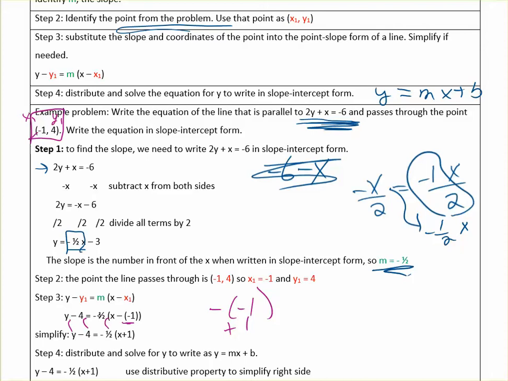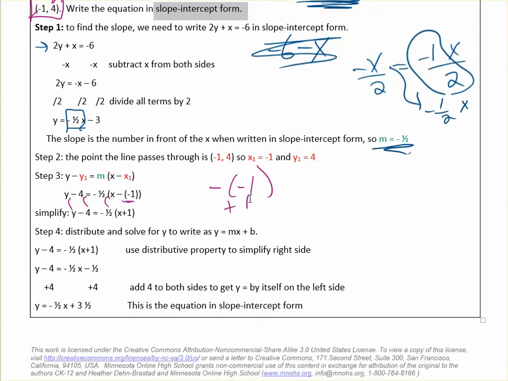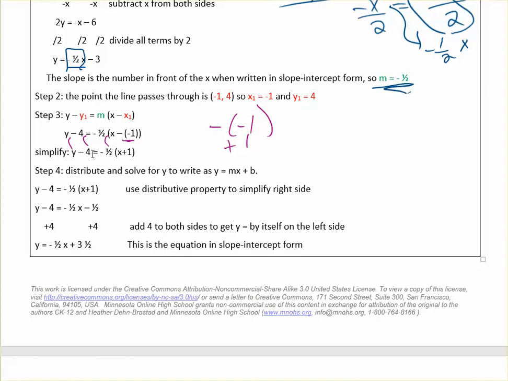All right, now we have, that would be the answer if they said write it in point slope form, but they said write it in slope-intercept form. This is not slope-intercept form. Slope-intercept form is when you have y equals mx plus b. So now we are going to simplify and solve this for y.